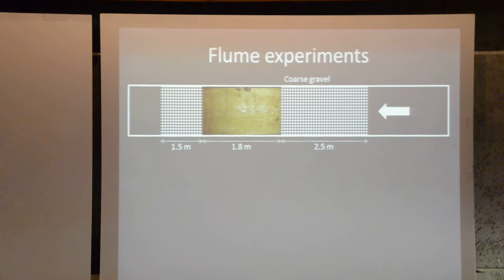Once we had those tiles printed and installed in the base of the flume, we installed a section of coarse gravel upstream and a section of coarse gravel downstream. The Reynolds numbers from the experiments demonstrate that we had fully turbulent flow over the measurement section down here.